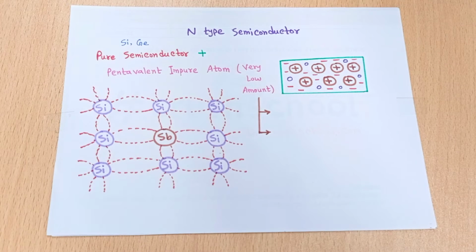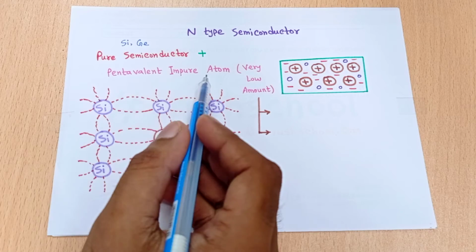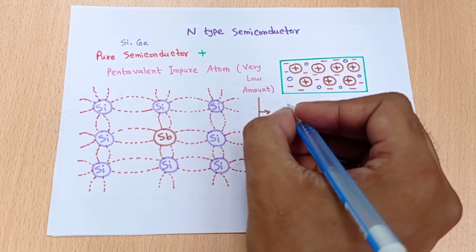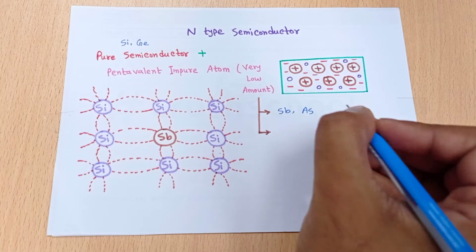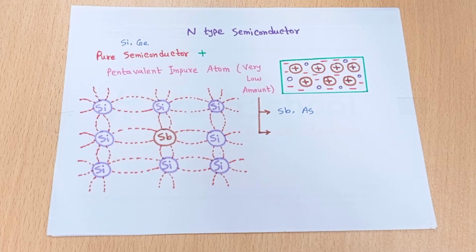There are two characteristics of this pentavalent impure atom. We add a very low amount of pentavalent atom. So what is actually a pentavalent atom? The outer shell of a pentavalent atom has only 5 electrons. So if you find an atom which has 5 electrons in its valence shell or outermost shell, this is called a pentavalent impure atom. Examples of pentavalent atoms are antimony or arsenic and so on. If you see the periodic table, you will find 5 or 6 of these pentavalent impure atoms.